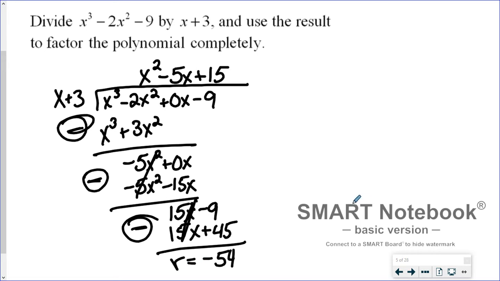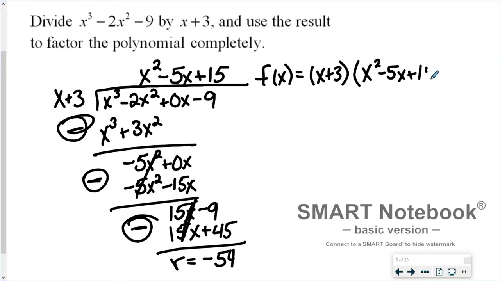Okay, so we're not really going to be able to factor this quite as nicely as we did our last one. But we know that this is going to be x plus 3, and then I'm going to have x squared minus 5x plus 15.